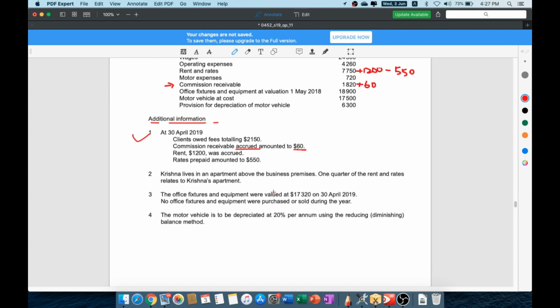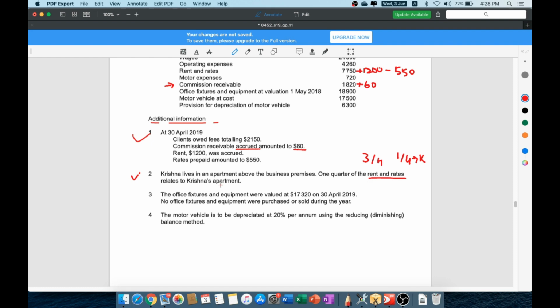All right, so the second point under the additional information heading says that Krishna lives in an apartment above the business premises. 1/4 of the rent and rates relates to Krishna's apartment. This means that of the total rent and rates, 3/4 relates to the business, and 1/4 of it is Krishna's drawing in this case, all right? Because Krishna is using the money of the business for her apartment, right? So she's drawing cash or money from the business for her personal use, right?